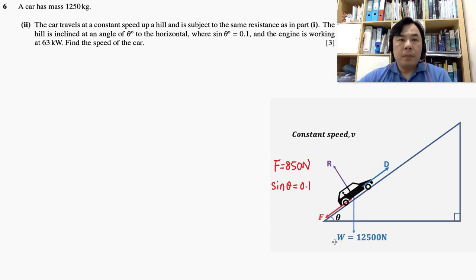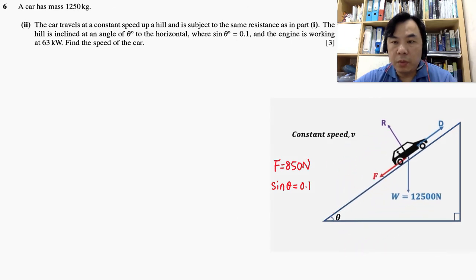All right. And now the engine is working at 63 kilowatts, because it's going uphill, so you need more power from the engine in order for the object to be able to move up the hill, right? Now we need to find the speed of the car. This is the speed that we need to discover later on. Now let me show you the motion of this object first before we start to solve this.